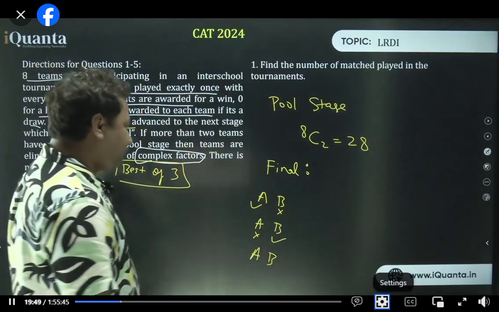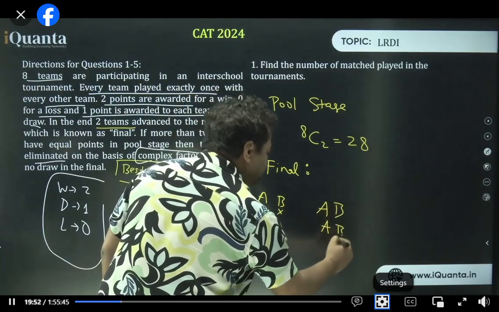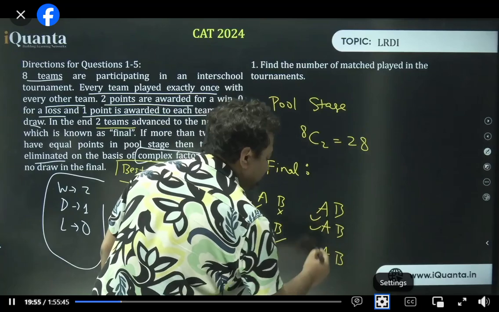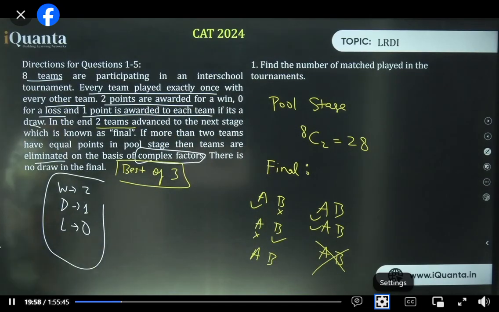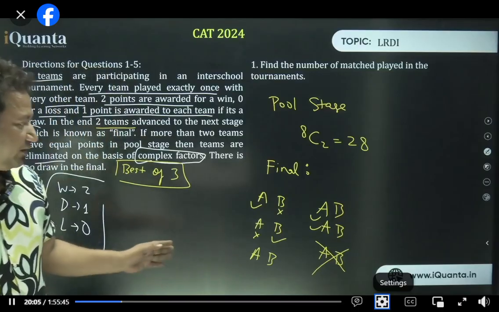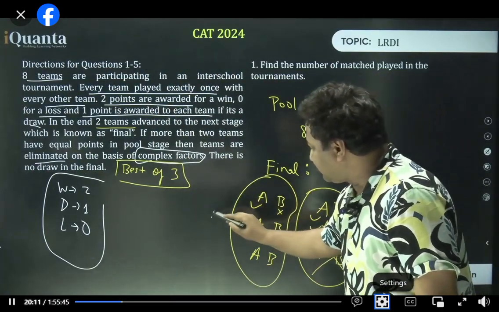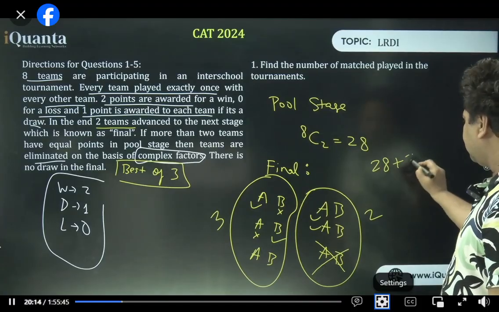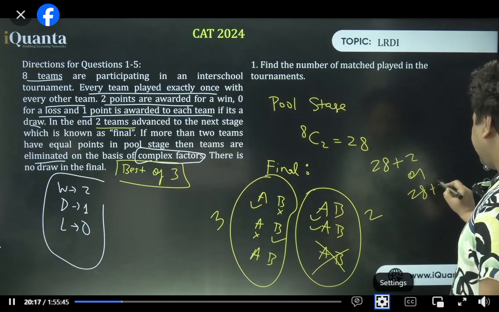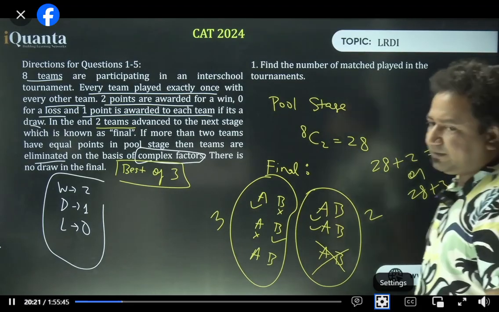But what if any team wins the first two matches? Then there'll be no third match, isn't it? That will make no sense. All right. So we can have two answers. Minimum possible answer is 30, maximum is 31. If this condition happens, then there will be two matches in the final. If this happens, which is most ideal, three matches will be held in the final. So the answer is 28 plus 2 minimum or 28 plus 3 maximum. Is that clear?